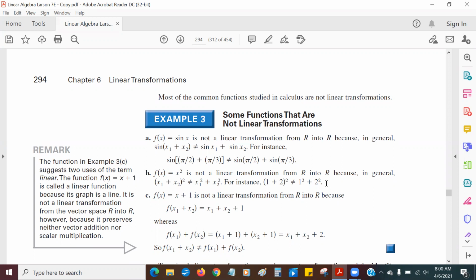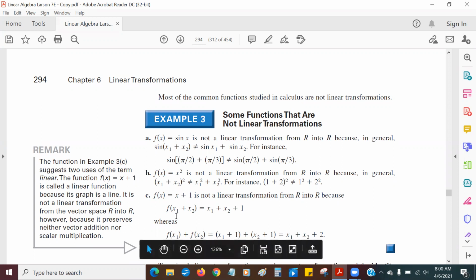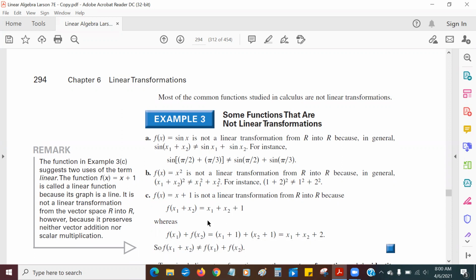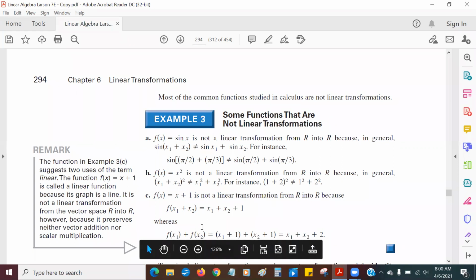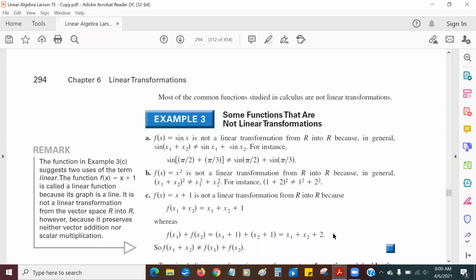Now let's go to example C. Example C is really interesting because f of x equals x plus 1. Well, believe it or not, this is not a linear transformation. Why? Because if I have f of a plus b, that's going to be a plus b plus 1. But f of a plus f of b is going to be a plus 1, b plus 1, a plus b plus 2. So you see, this is not the same thing. And that's kind of interesting because x plus 1 is a linear function, yet it's not a linear transformation.